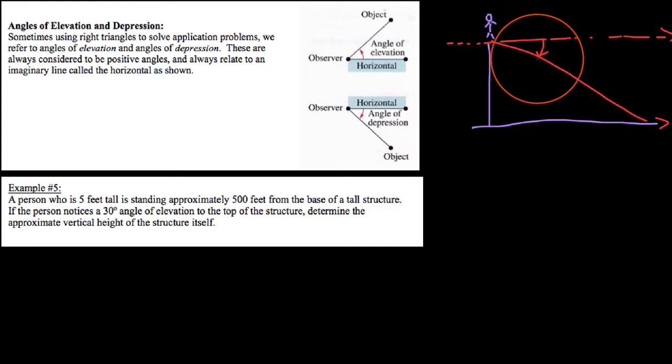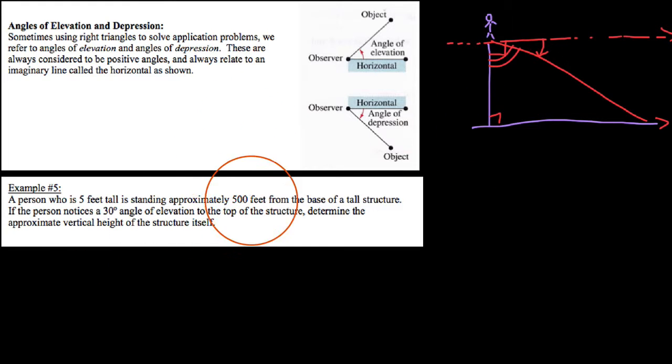And just because it rotates clockwise, we don't call it negative. We still consider it to be some positive angle because it's an application type situation. So if we know this angle of depression and we know that this whole angle here is 90 degrees, that allows us to solve for its complement and find this part of our right triangle situation.